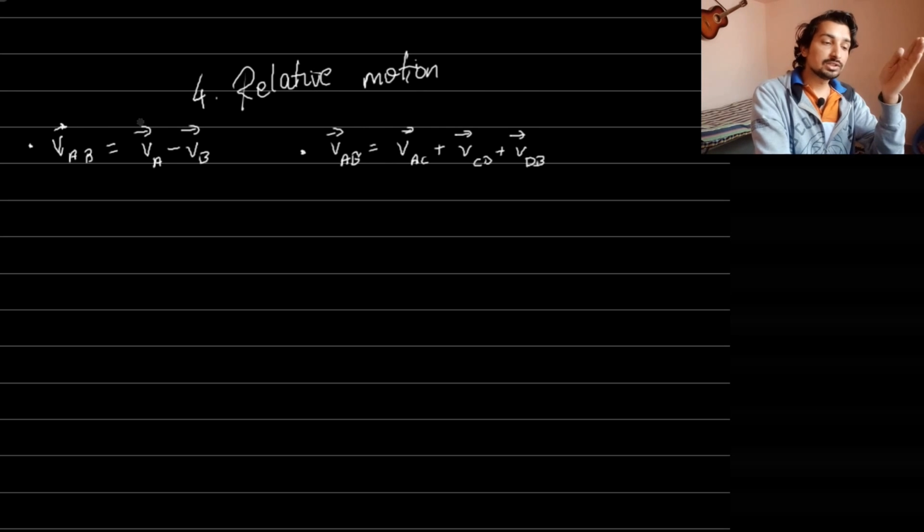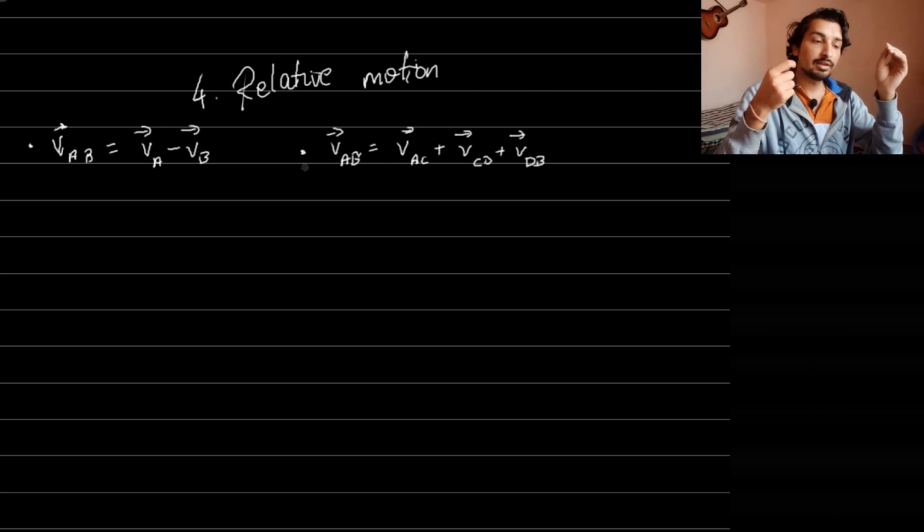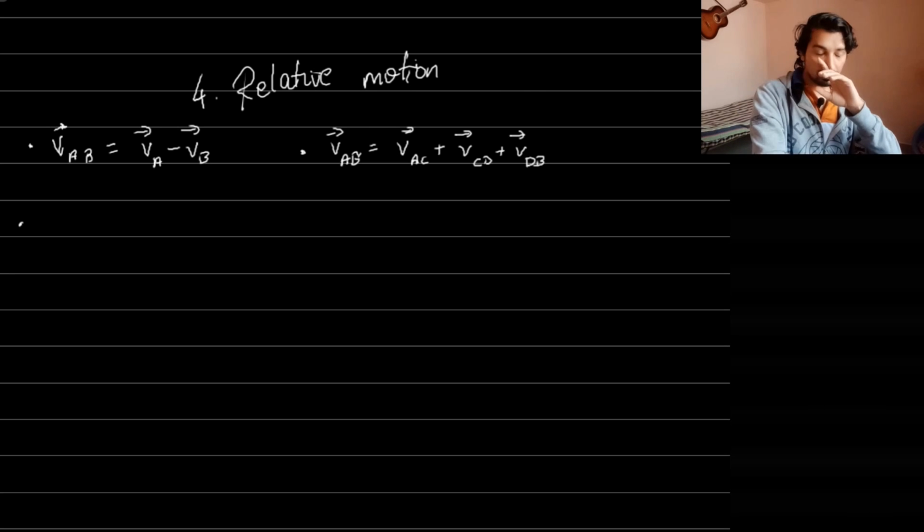And you have relative velocity of AB will be, you can write it as anything like velocity of AC plus velocity of CD plus velocity of DB, all that if you add. So it should start with A and it should end with B. Then you will have velocity AB. And flag. So you have flag questions.